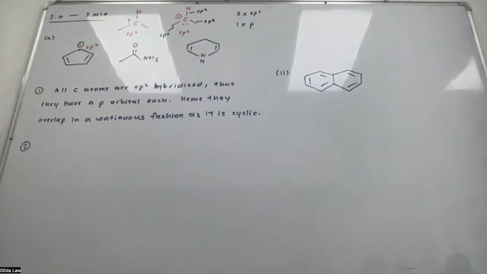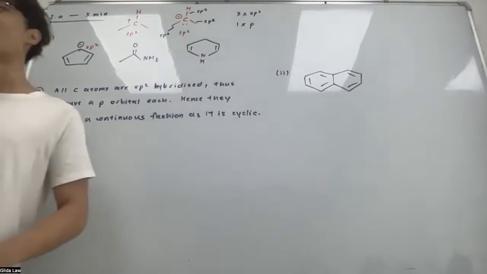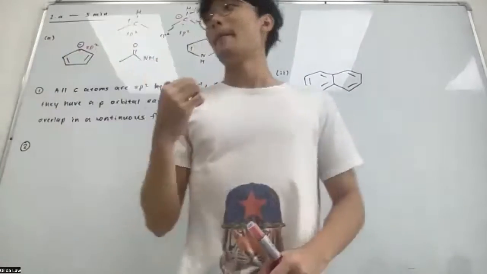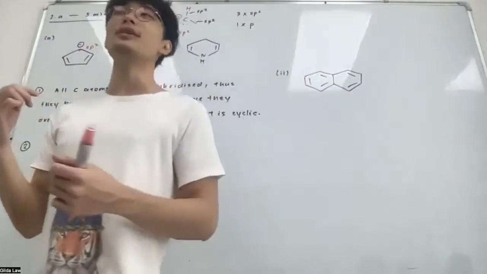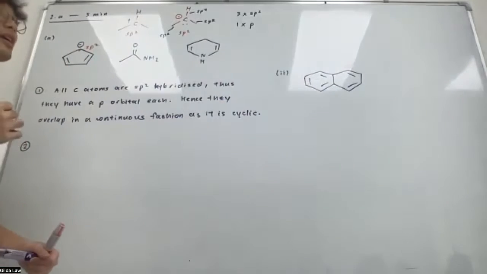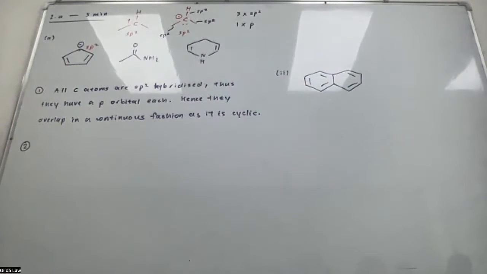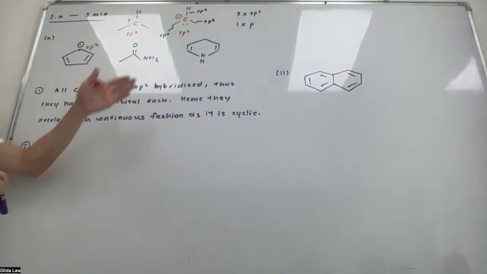Okay, then how about the p orbital? The p orbital is used to form what kind of bonds? The p orbital overlaps to form pi bonds, right? Okay, but are there any pi bonds in this structure? There are no pi bonds.